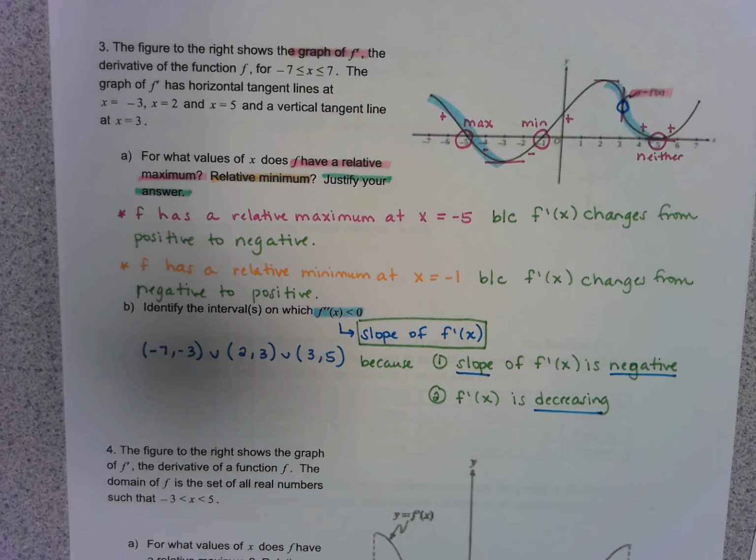So you can't mix and match here. You're either allowed to say the slope of f prime is negative, or you're allowed to say f prime is decreasing, but you cannot say the slope of f prime is decreasing.